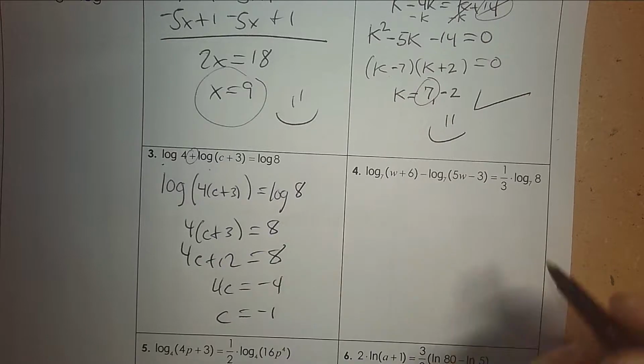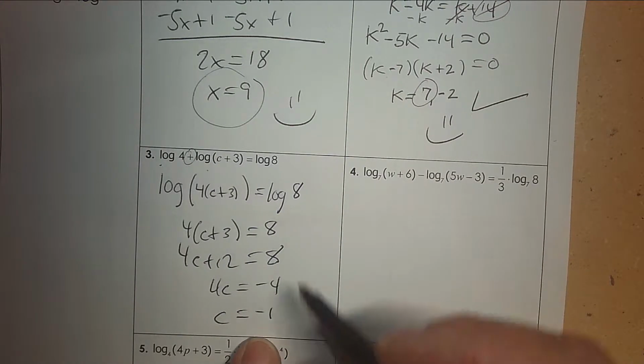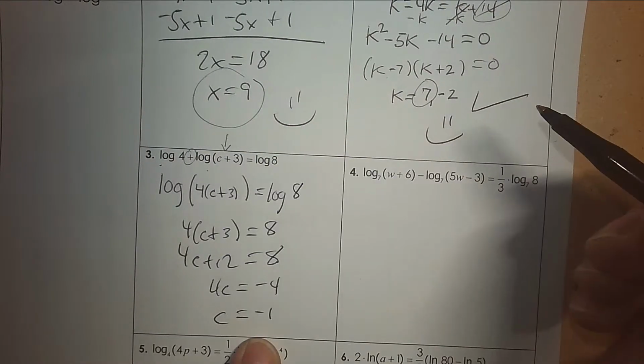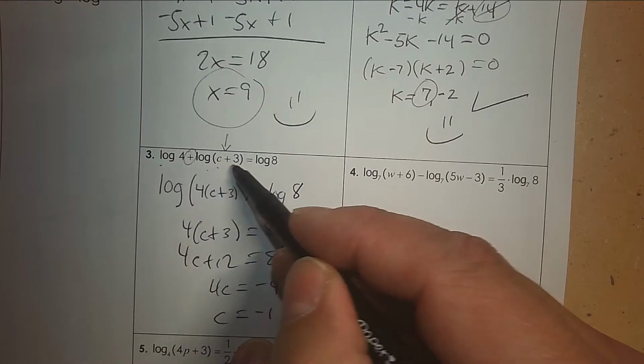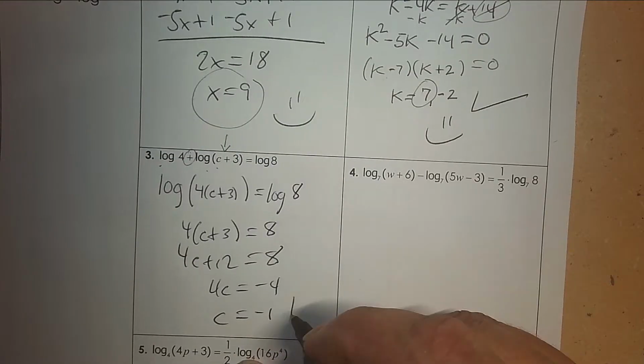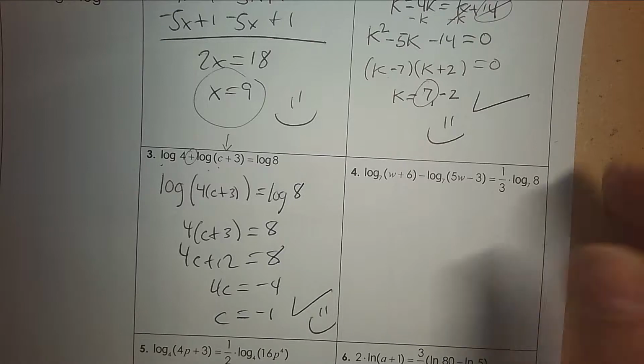And then what do I have to check at the end? There's only one logarithm with a variable. So if I plug -1 in, is that a positive answer inside the logarithm? Number 4.